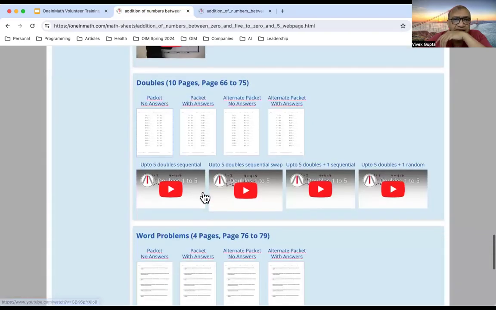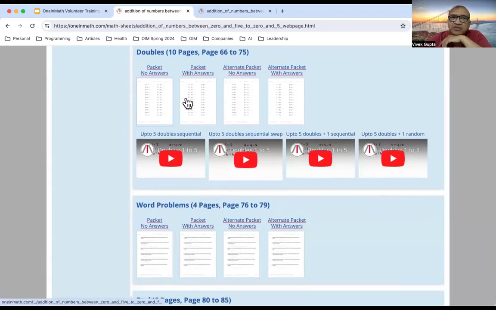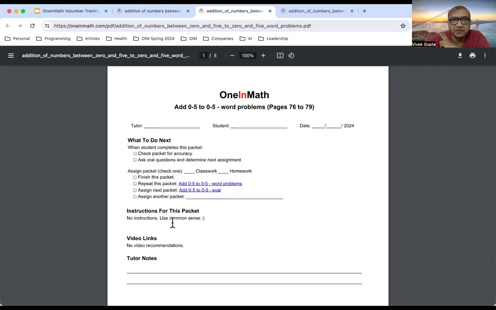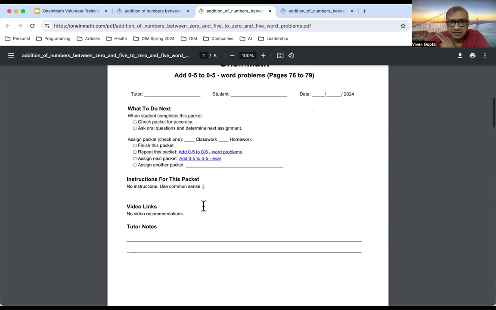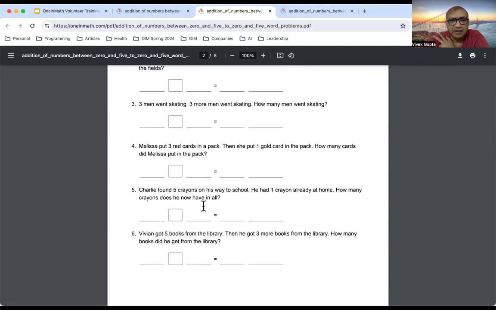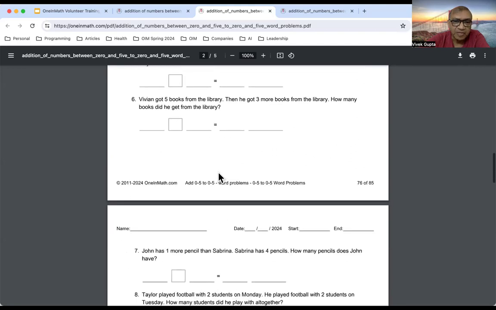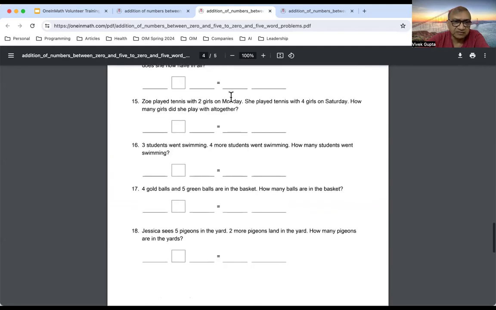And so we talked about the general numbers and everything, and then we said the word problems, right? So if you look at the word problems, they are there. Again, same pattern, everything. But this is how the word problems might look. 3 men went skating. This is a simple one. So 3 more men went skating. How many men went skating? Now they have to say, okay, there's 3, and then more, which is plus, and then 3, which is equal to 6. And then the unit, 6 men, right? So that's what we have to do. So that's basically what the word problem packet looks like.